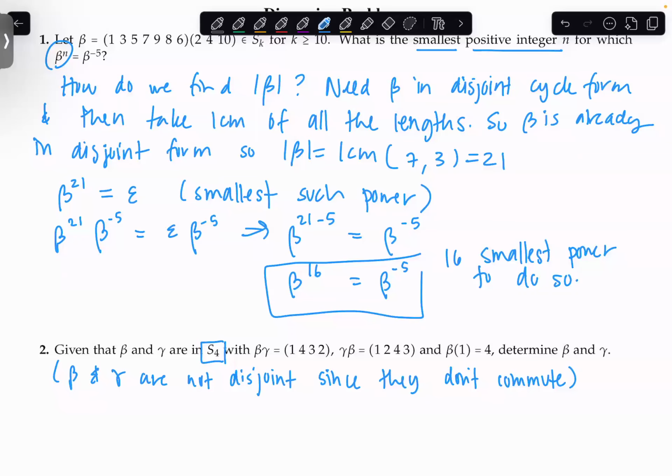Or I can think of that conditional statement. If they're disjoint, then they commute. So if my conclusion is false, then my hypothesis would have had to be wrong here. So if they don't commute, then they had to have been disjoint or not disjoint from each other.